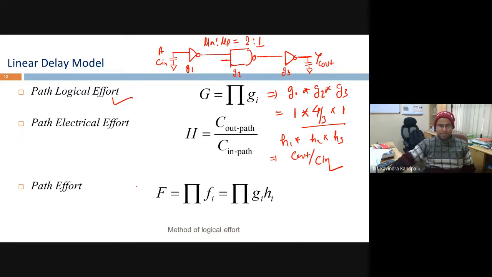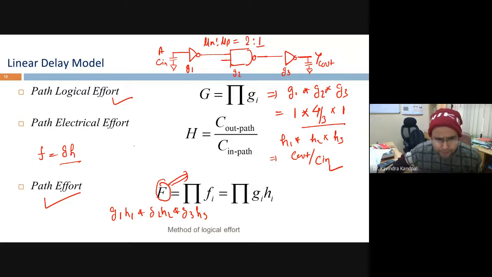Similarly, there is one more term, the path effort, because you know that the small effort f was defined as g times h. The path effort F is nothing but the multiplication of all these, like G1 H1 times G2 H2 times G3 H3, and this is known as capital F.